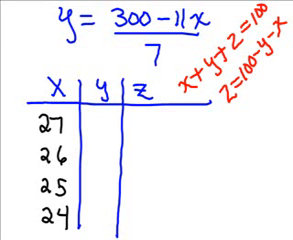So plugging in 27, I have 300 minus 11 times 27, all divided by 7 is 3/7. So that's no good. All right, when I plug in 26, I have 300 minus 11 times 26. And then I hit my equal button, and then I divide by 7, and I get a 2. Okay, this is good. We've got a feasible solution.